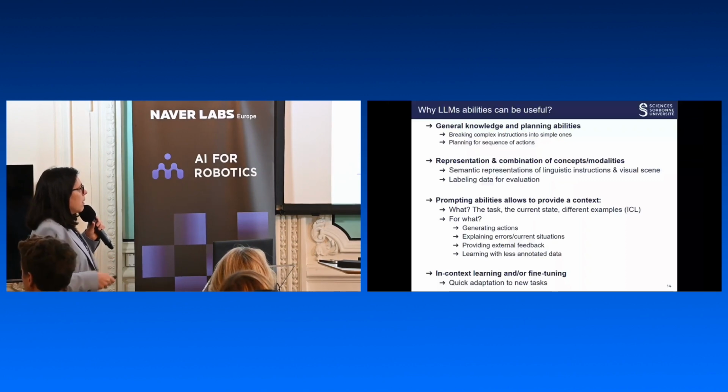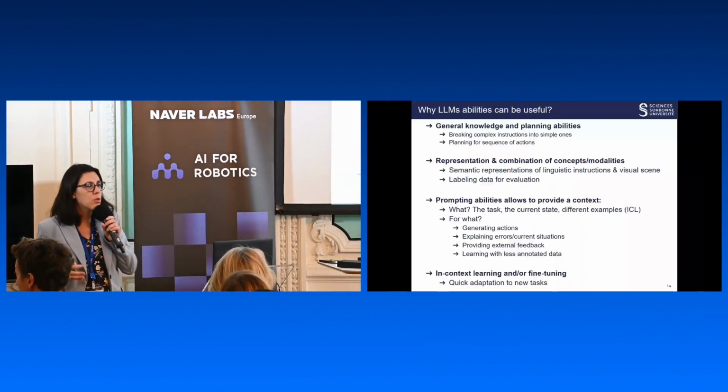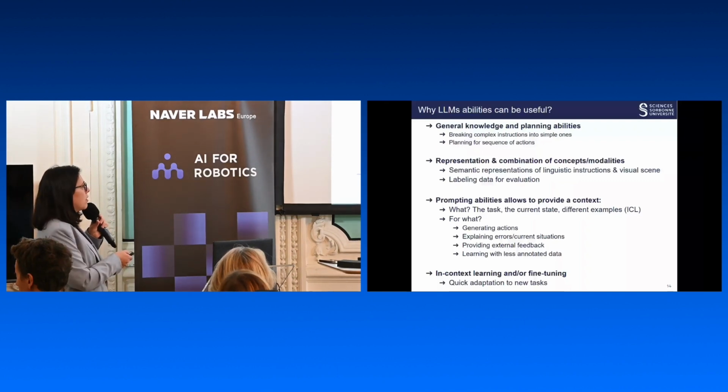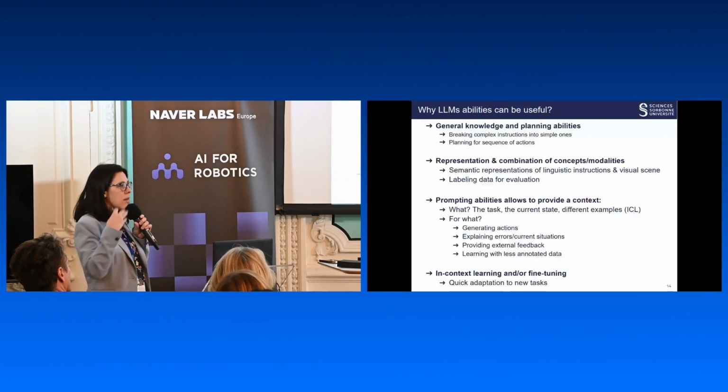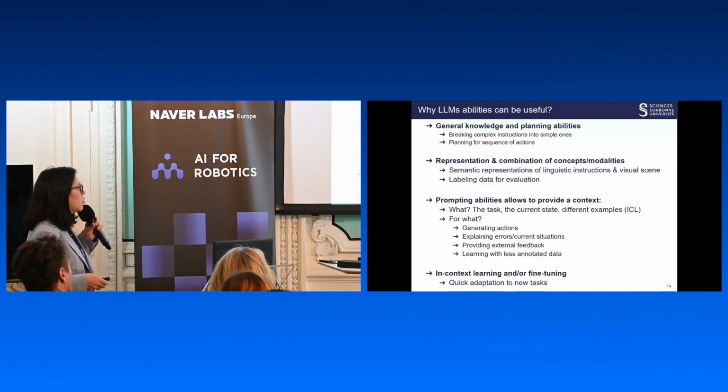Regarding the prompting ability, it allows you to provide the context. So what is the context? It might be the task, the current state. You can describe the scene. You can provide some information about the current execution of the action, and also provide different examples.